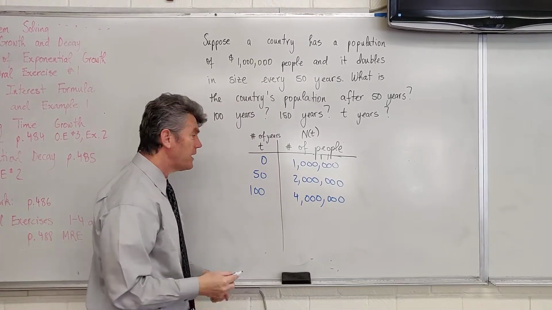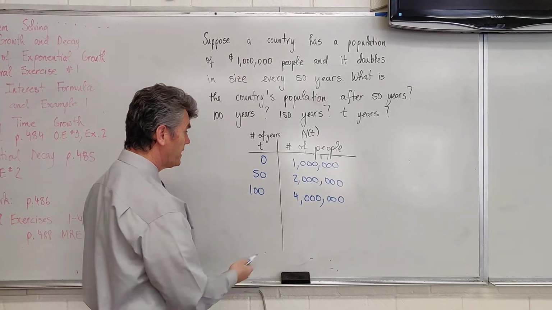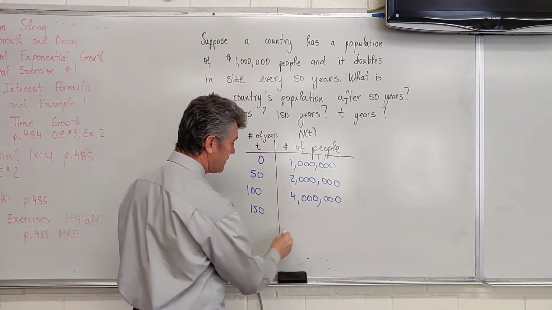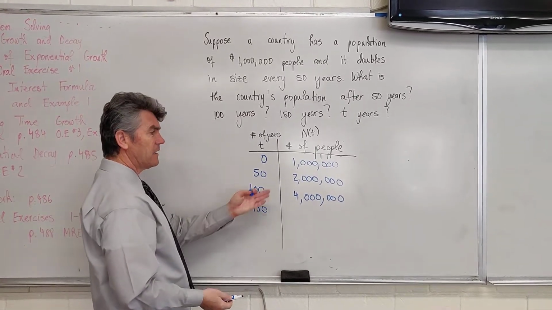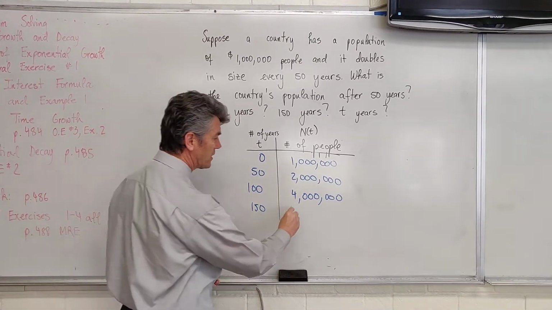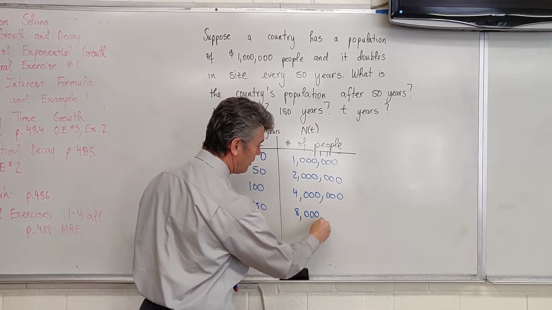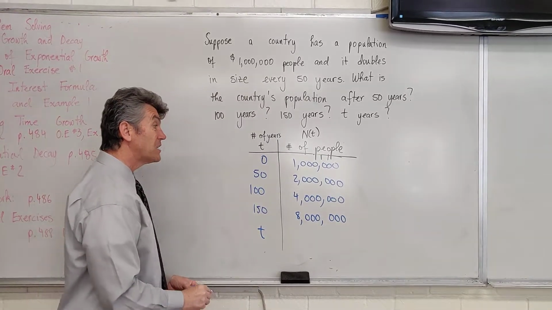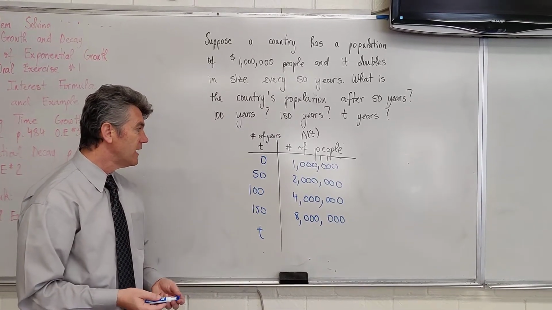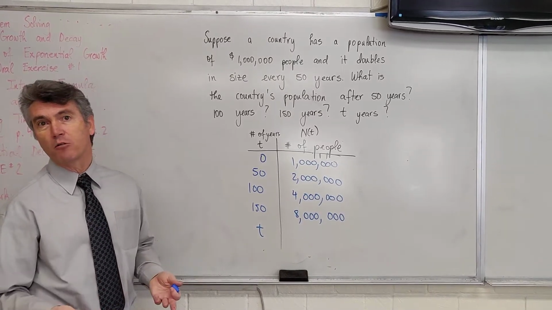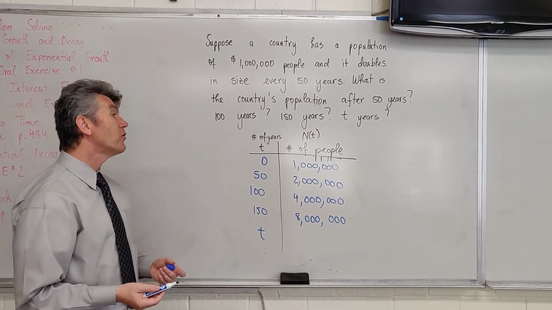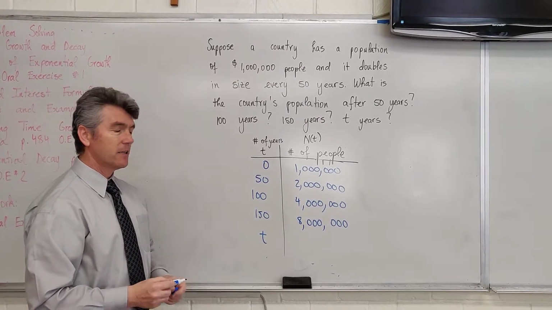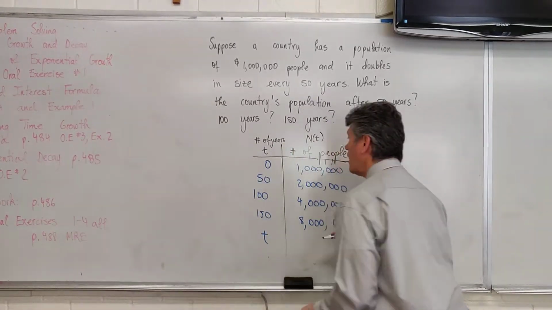I know, it seems so easy. But this leads someplace, so be patient. 150 years. This is, again, another 50 years past. The population used to be 4 million. It doubles again. So it is 8 million. And now we get in trouble. Because we're just told t years. And we don't know anything about t. Is t a multiple of 50? So since we do not know anything about t, it means that we have to go back and derive a formula.